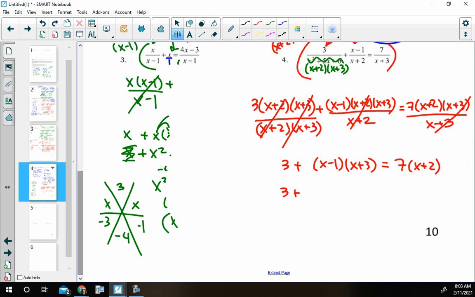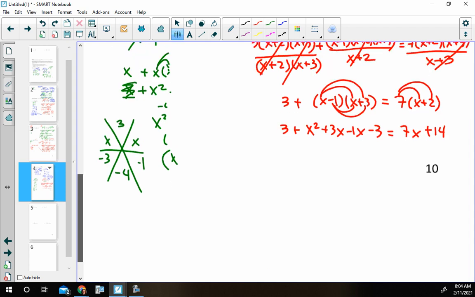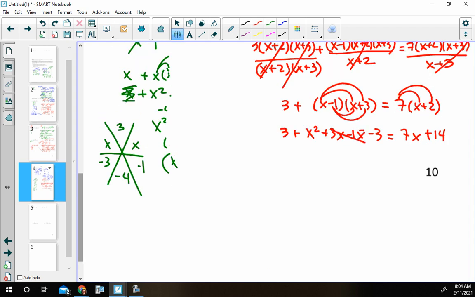So I'm going to leave this 3 out here. x times x is x squared. This gets me 3x minus 1x minus 3. Single rainbow, 7x plus 14. All right, I'm going to bring it all to the left to keep that x squared positive, but I'm going to go ahead and combine some things on the left side to make it smaller. So this will give me a 2x. 3 minus 3 is going to cancel.